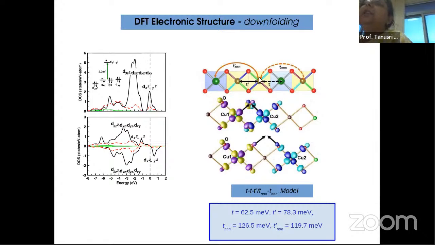So therefore, the nearest neighbor hopping T and T prime, T is between copper 1 and copper 2, T prime is between copper 2 and copper 2, that is smaller compared to the next nearest neighbor hopping. There are 2 such, T and T prime, the next nearest neighbor. That's because they point towards each other, all these tails. So therefore, the model you have is basically T, T, T prime, T, T, T prime. Instead of T, T prime, there are 2 T and 1 T prime. And in addition, you have a T next nearest neighbor and T prime next nearest neighbor model. And these are the parameters which are being given.